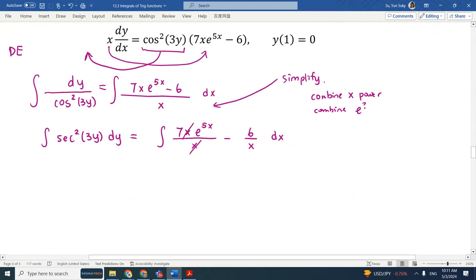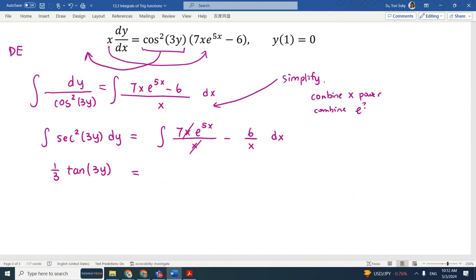Now look at the left-hand side. Look at your formula. Do you have the integral of secant squared? Yes. What is the integral of secant squared? Yeah, 1 over a. What is a? 3. Tangent 3y. And the plus c, we don't need to do plus c on the left because we just do plus c on the right. We don't want them to cancel out.